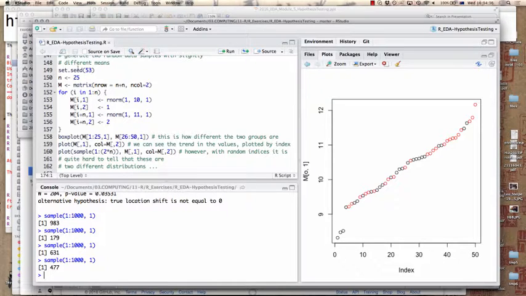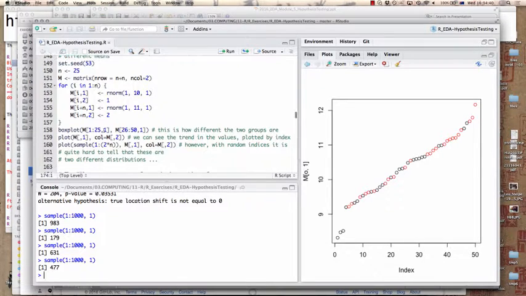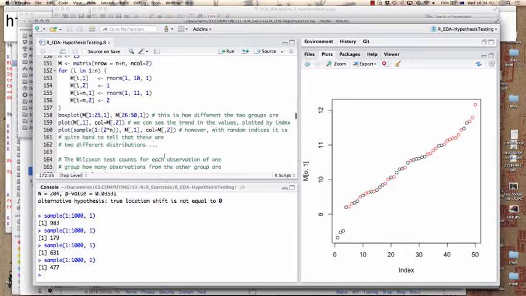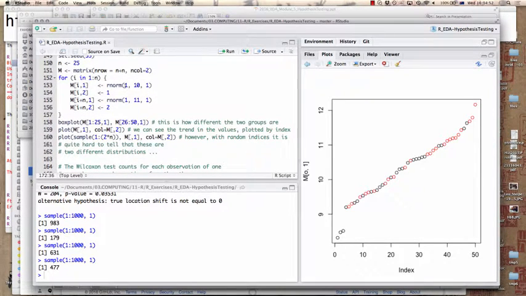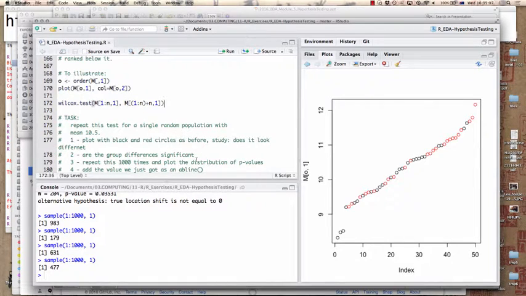Replace the 53. Run the same analysis. Look at your box plot. See if you believe that these are different. Look at the order, and then calculate the Wilcoxon test for your version of randomly chosen numbers of 25 observations for which the means differ by approximately 10% of value. And I'd be curious how often we find something that's significant.